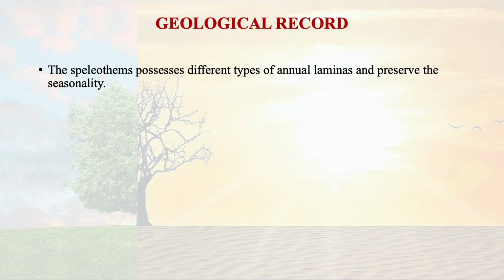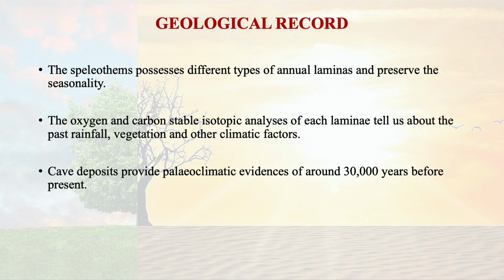These speleothems possess a lot of layers formed annually, called annual lamina, and these preserve the seasonality. The cave deposits also provide us paleoclimatic evidence up to around 30,000 years before present. So that is very significant information we can draw from the cave deposits.